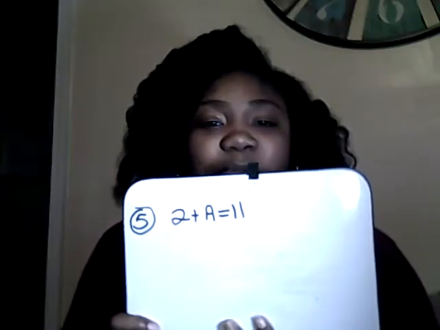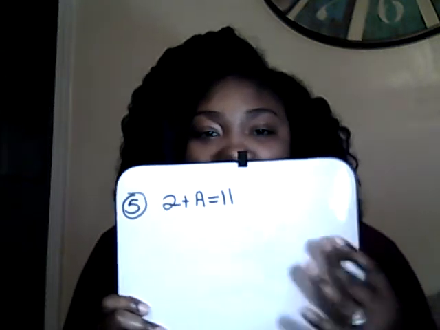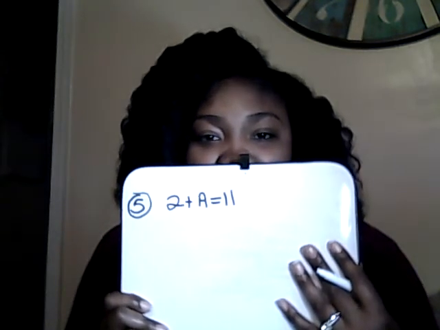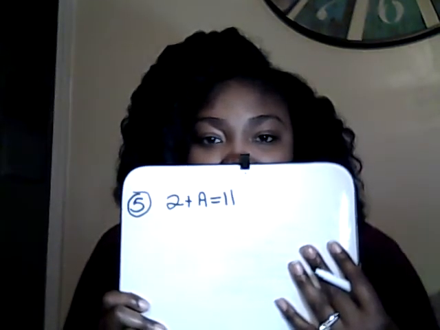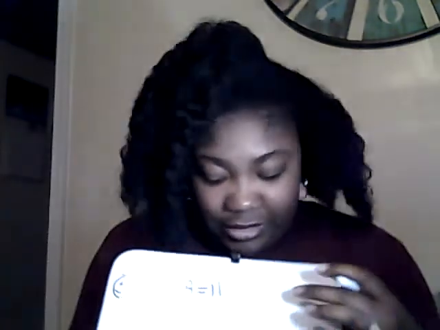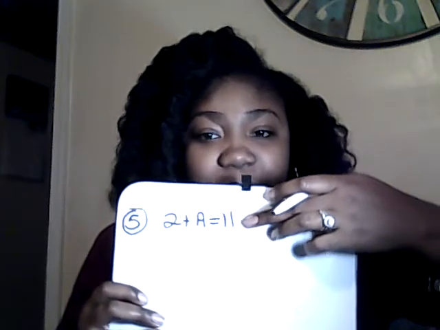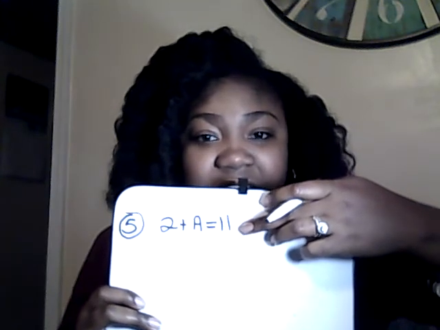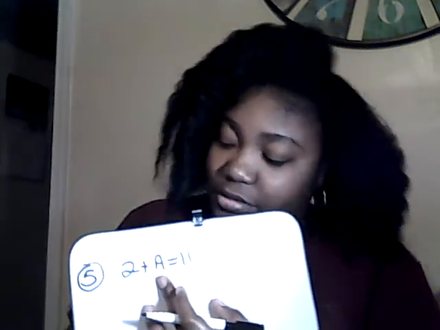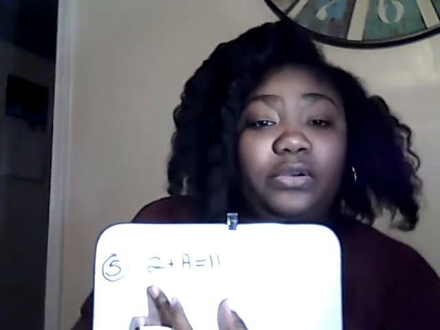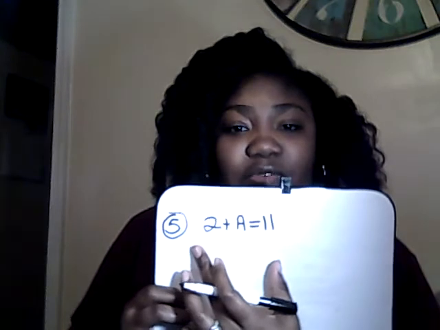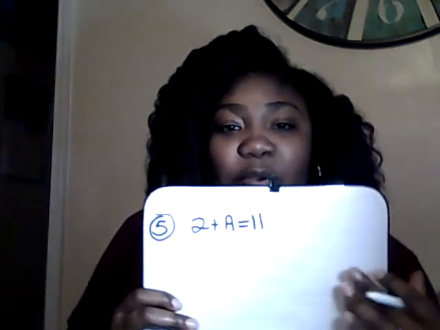Sounds good. Alright, next problem. 2 plus A equals 11. So what is the first step? What are we going to do on this one? And remember, 11 is by itself, so we can't move this one because there's nothing else over here. Since something else is over here on this side, this is the only one that can be moved. So it's positive 2 now.